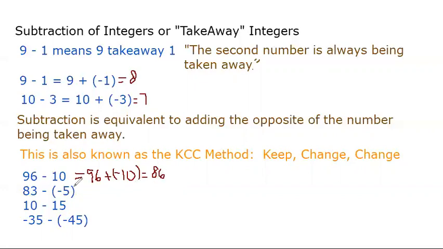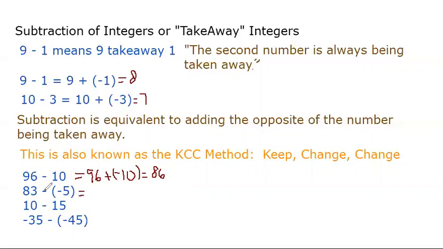So keep, change, change. You keep the 96. You will change the subtraction to addition symbol. As long as you change the number that you're taking away, the second number, you have to change it to its opposite. So the opposite of a 10 is a -10, and that creates an equivalent addition statement.